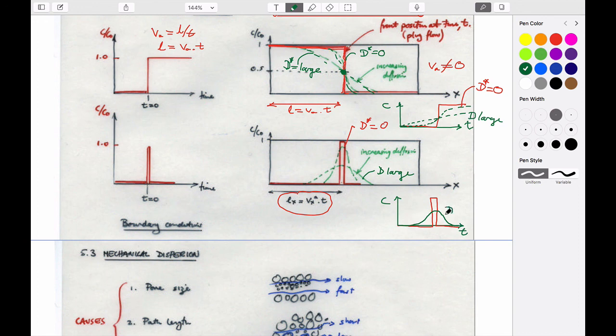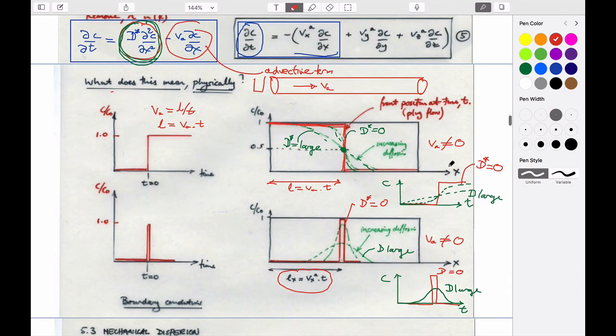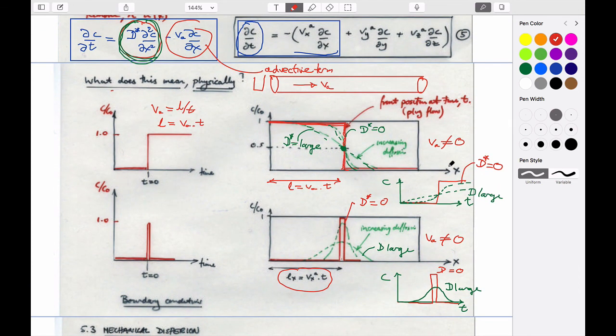So this is D large, D equals 0, and again, advective velocity not being equal to 0. So that's physically what's going on. It's fine to understand where these expressions come from, this top left expression. It's better probably to understand physically what the implications are of these two different terms.